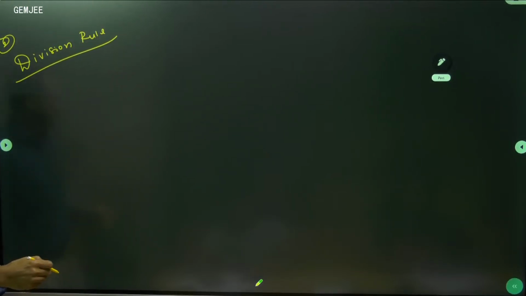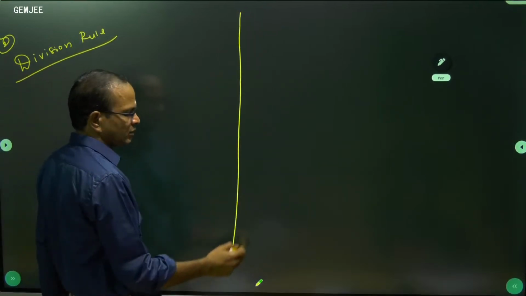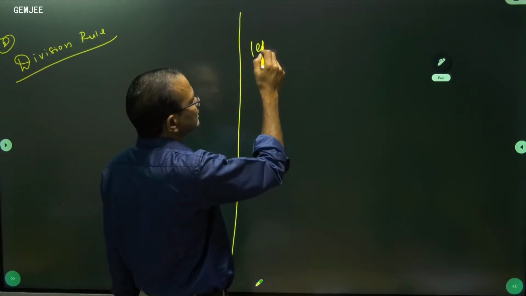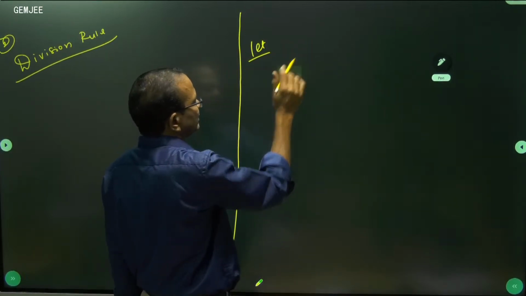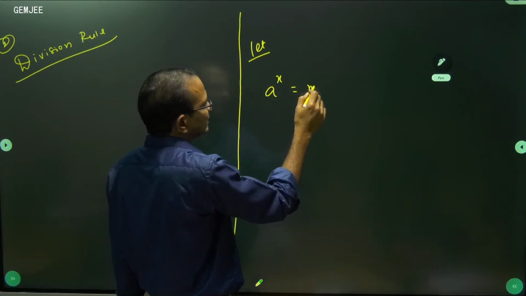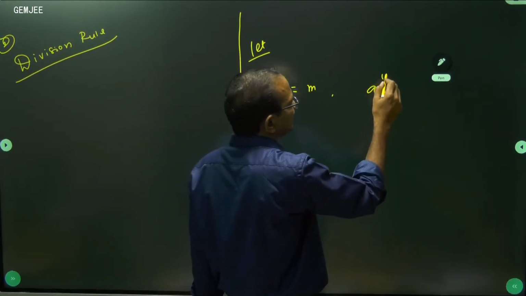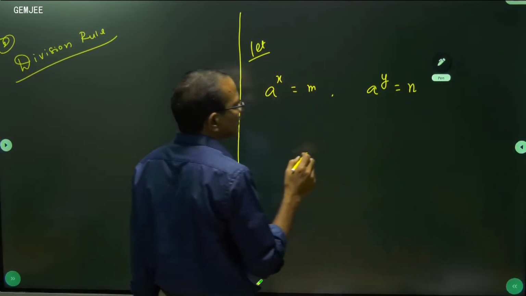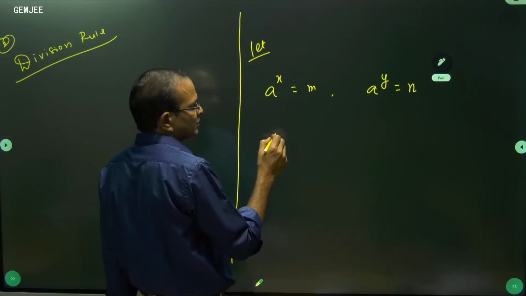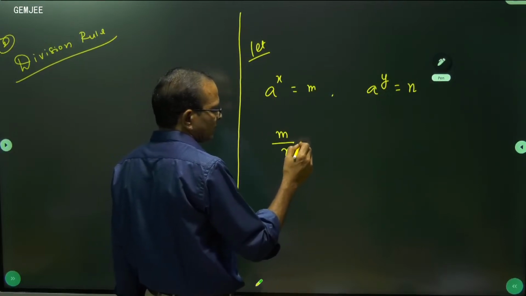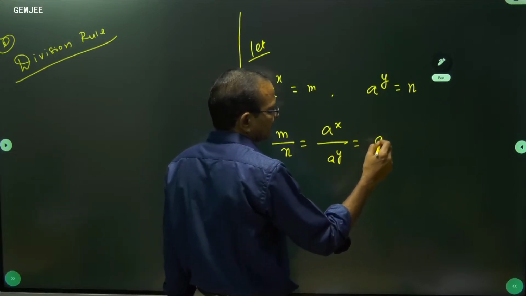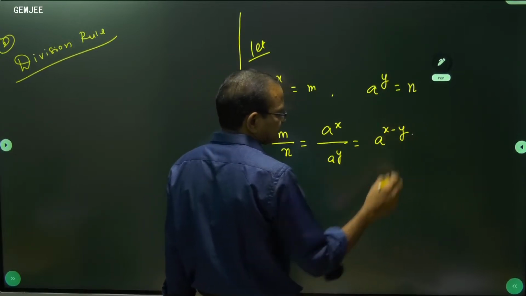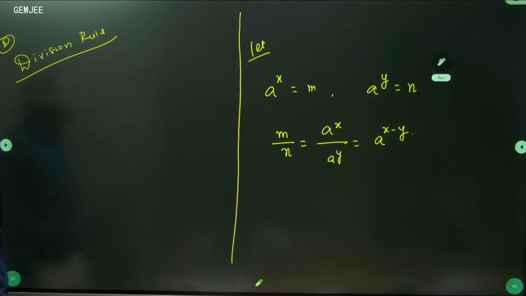I am going to write the same story as before, nothing new. Let a power x equal m, and a to the power y equals n. The same thing. So m by n is equal to a power x divided by a power y, a power x minus y. Correct? A power x minus y.